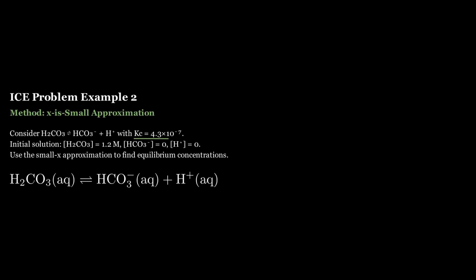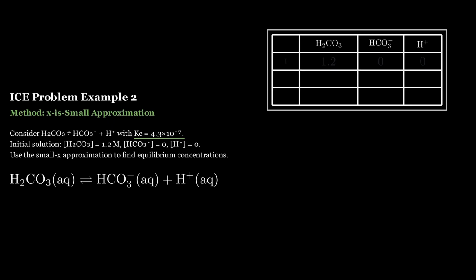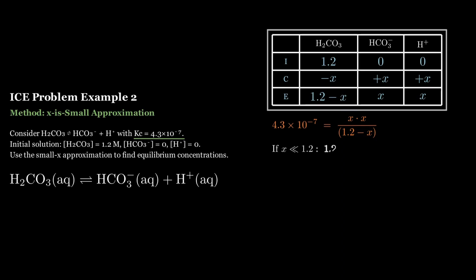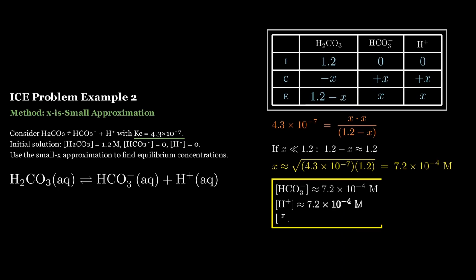Here, since Kc is small, there will be very little shift to the right, meaning the reactants are favored. Thus, in the denominator, 1.2 minus x is approximately equal to 1.2, which makes the algebra much simpler. Finally, we can verify that our approximation is valid by checking that x divided by 1.2 is less than 5%.